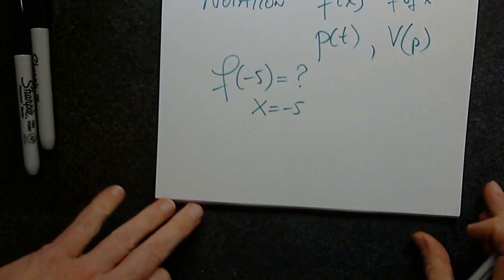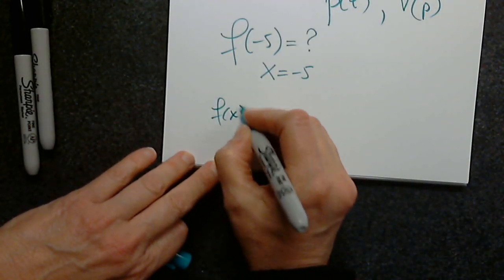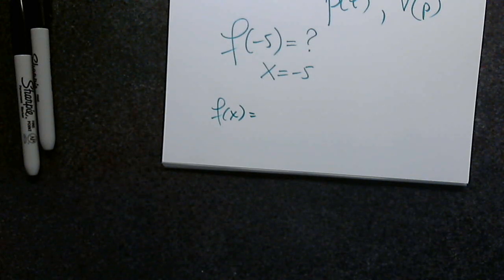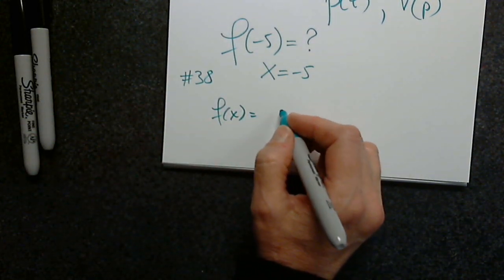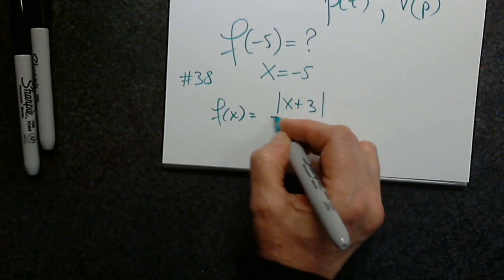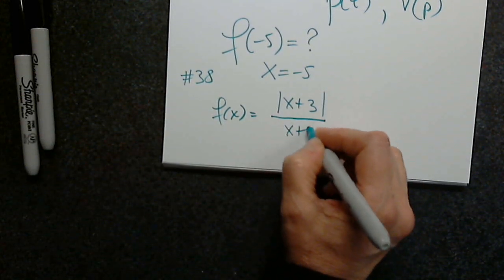Okay, so let's suppose I have f of x. I'm going to choose a function from your book. Okay, I'm looking on page 230, and I want to choose a function like number 38. And that is the absolute value of x plus 3 divided by x plus 3.